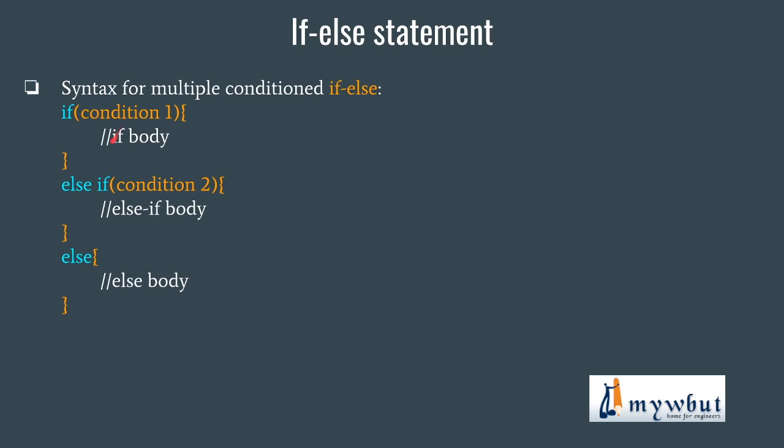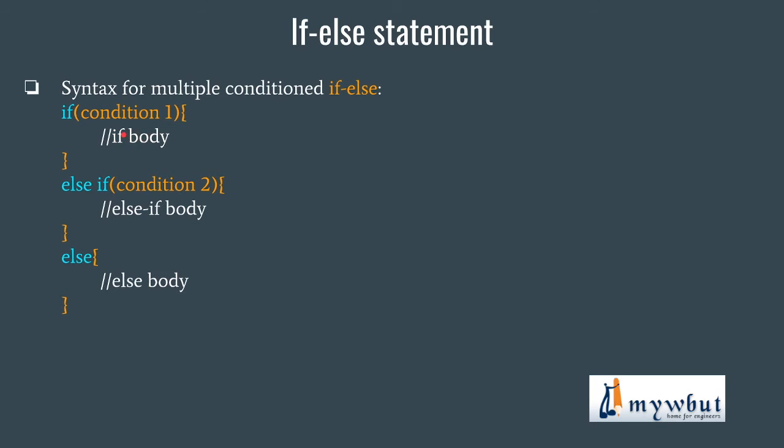Inside this condition, if this condition is satisfied, then inside this if there is an if body. If this condition is not satisfied, then we have one more condition. So another check will be done based on condition 2. Over here you see there's an else, and to accompany this else there is an if.